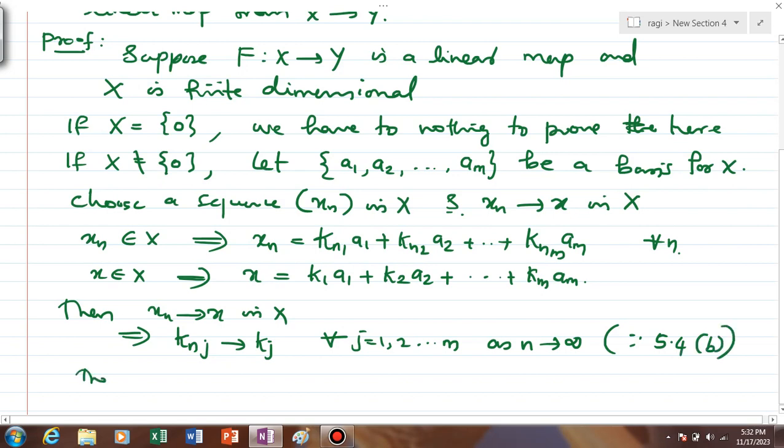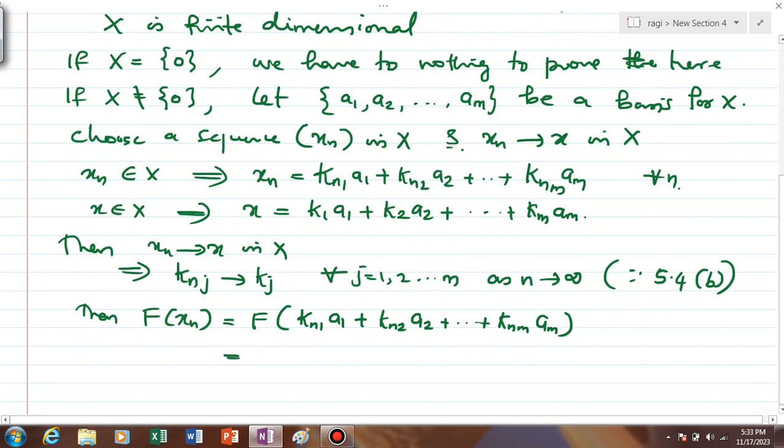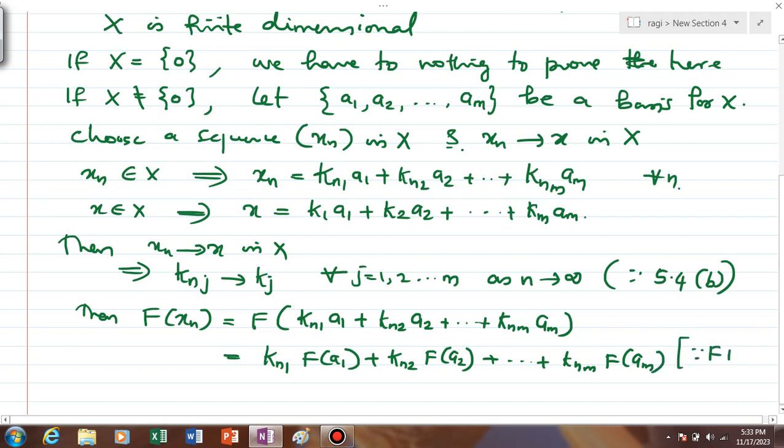Then what about F(xn)? We are going to check the convergence of F(xn). This is equal to F(kn1 a1 + kn2 a2 + ... + knm am), and this is equal to kn1 F(a1) + kn2 F(a2) + ... + knm F(am), since F is linear.